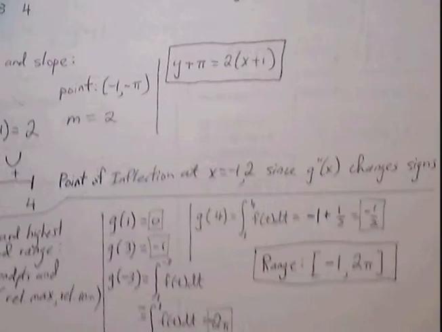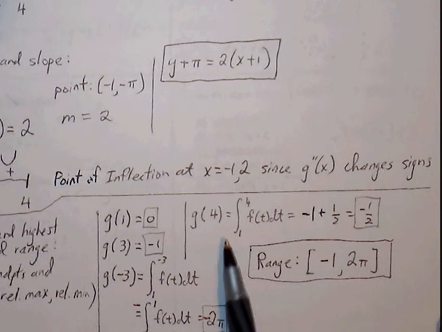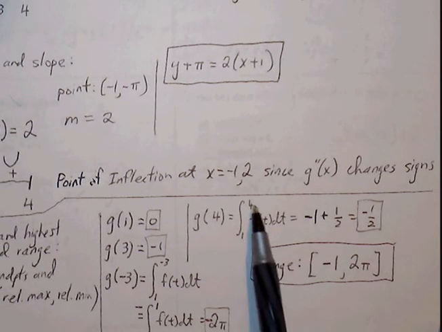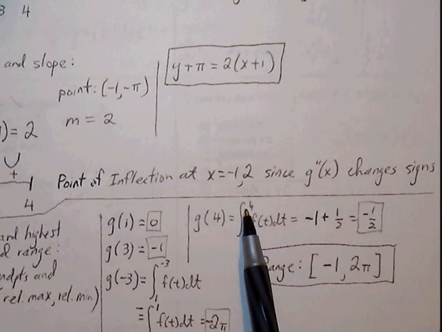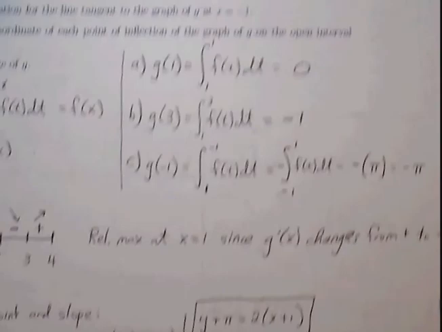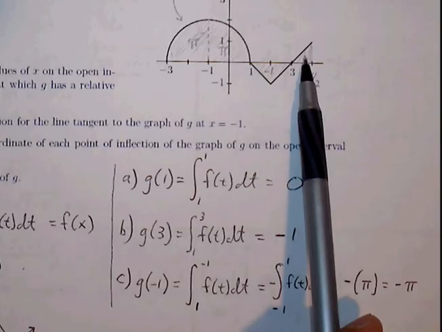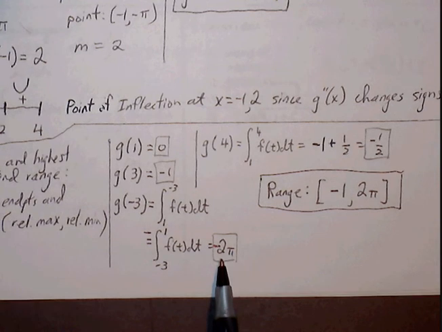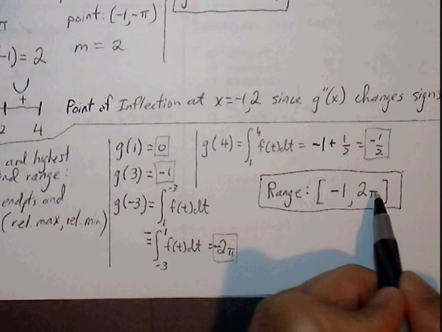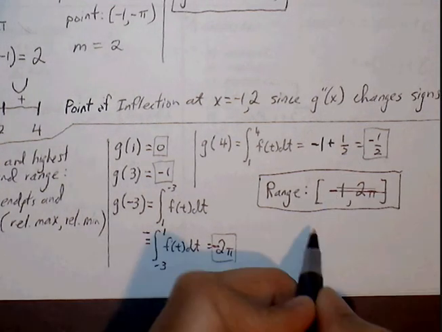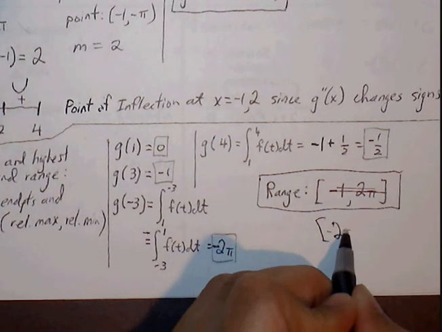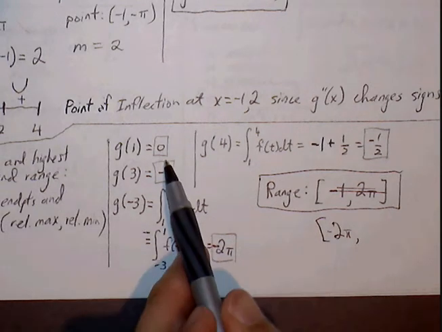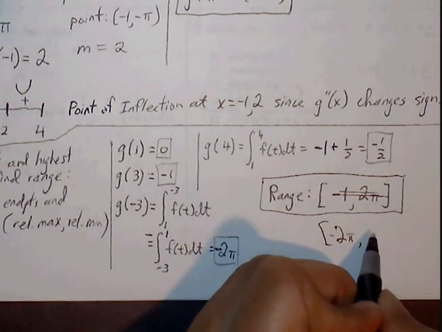And g of 4 is going to be the definite integral from 1 to 4. So the definite integral from 1 to 4, we can simply look at our graph here. So -1 plus 1/2 will give us -1/2. So we see that our lowest y value will be -2 pi, and our highest y value is going to be 0. So our range should be from -2 pi to our highest y value, which is positive 0, just 0.